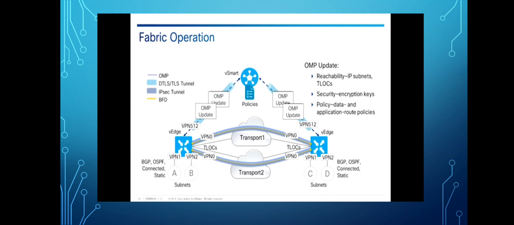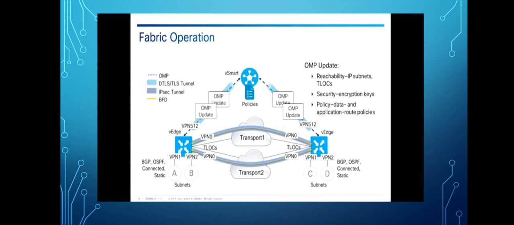So either it will be OMP, or it could be DTLS or TLS, or it could be IPsec or BFD. I'll be explaining in detail, like when you say BFD, what exactly is BFD. The connection between VHs will be the BFD connection. DTLS is datagram transport layer security, and then transport layer security. I'll be detailing about DTLS and TLS in this slide itself.